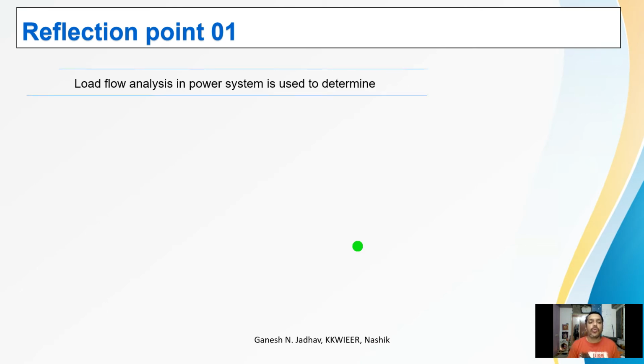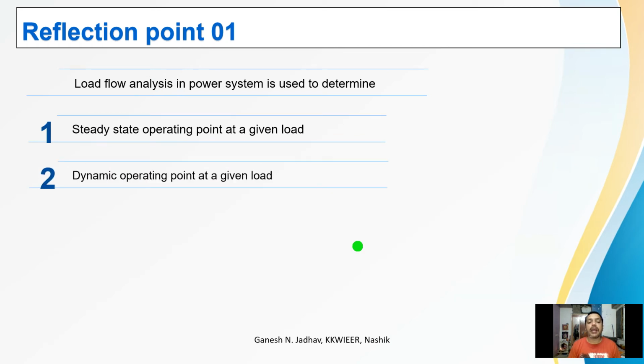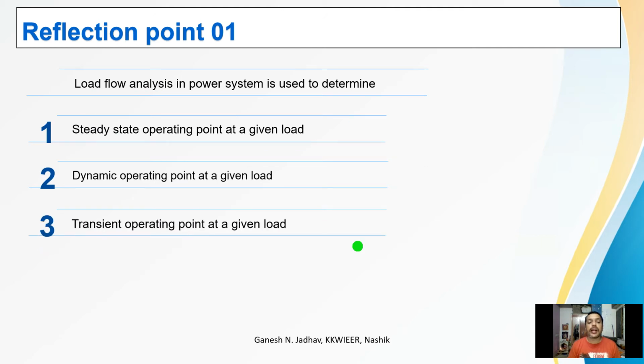Load flow analysis in power system is used to determine, first one, steady state operating point at a given load. Second, dynamic operating point at a given load. Third, transient operating point at a given load, and any of these.